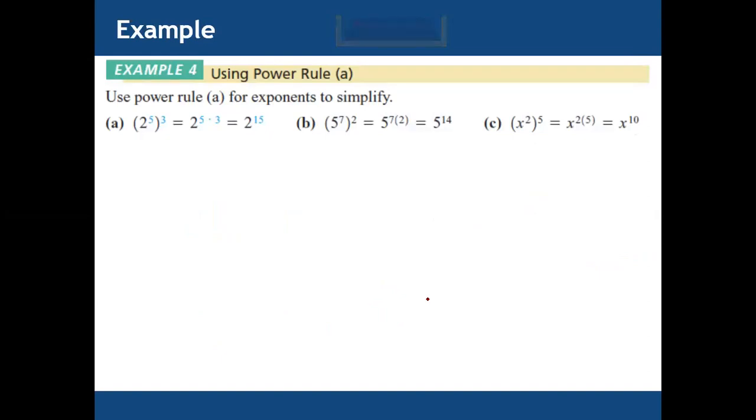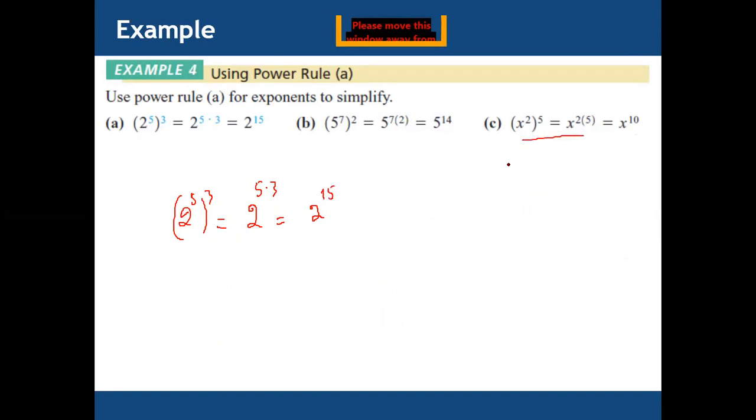Okay, how can you simplify this one? First one we have (2^5)^3. This means take the base 2 and multiply their powers, 5 multiplied by 3, 2 to the power 15. Same if we have a variable like (x^2)^5, this means take x and multiply their powers, 2 multiplied by 5, x to the power 10.